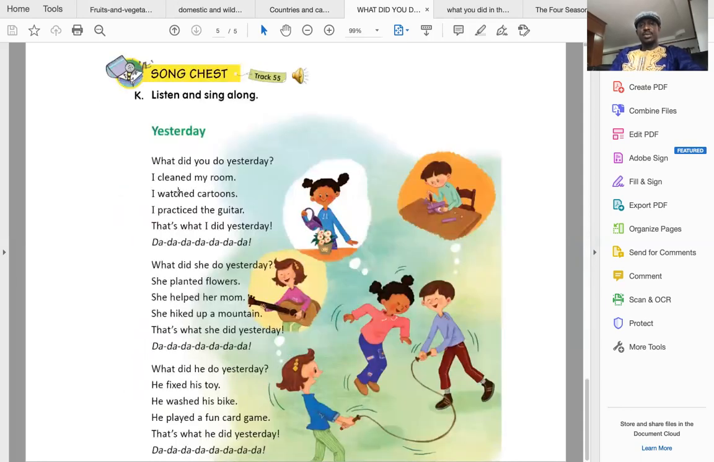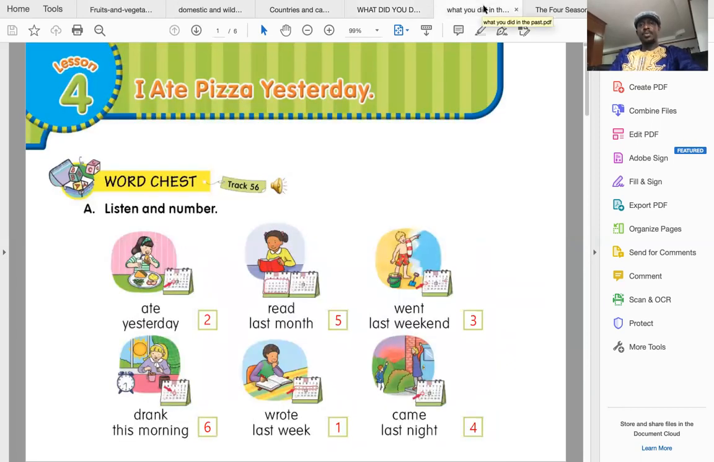So this is our past lessons. We also had I ate pizza yesterday, where we saw the picture of Ed, pizza, and Red last month. Here we're talking about the past tense, the things you did in the past. In this lesson, we had to change everything to the past.